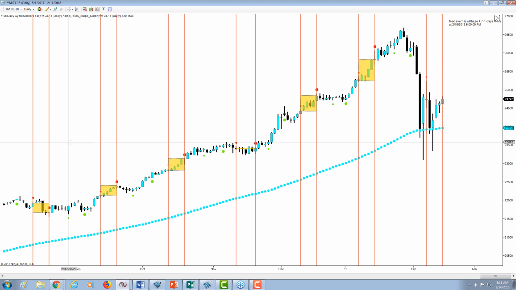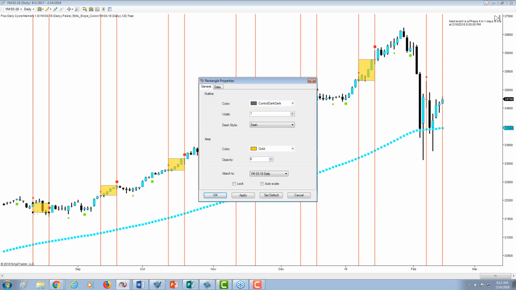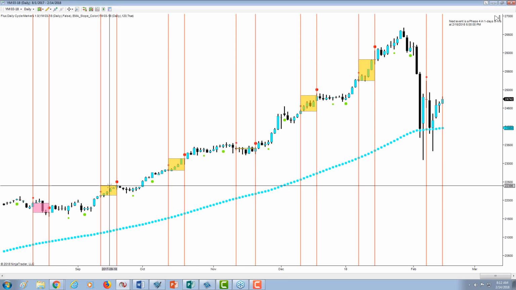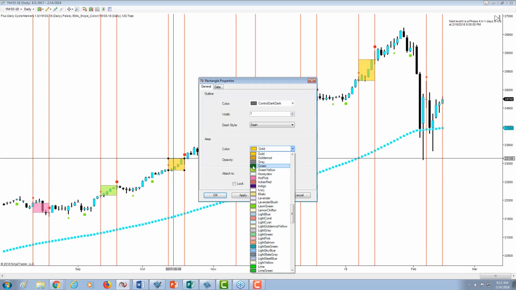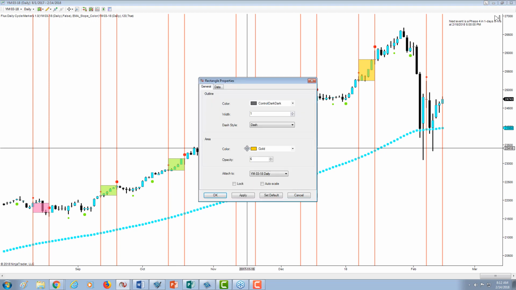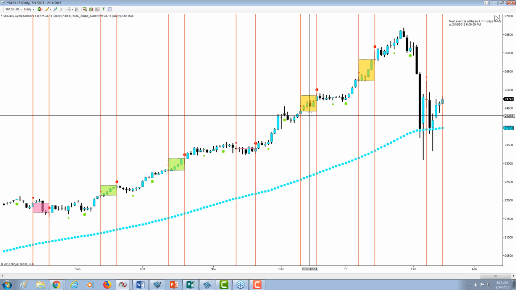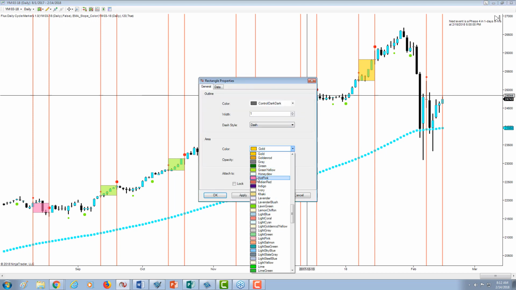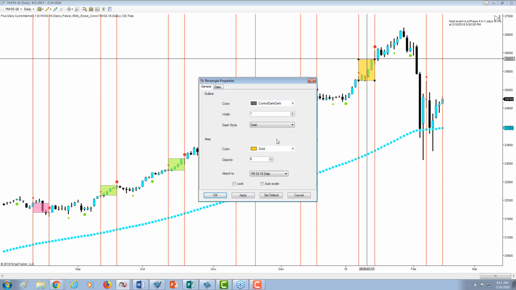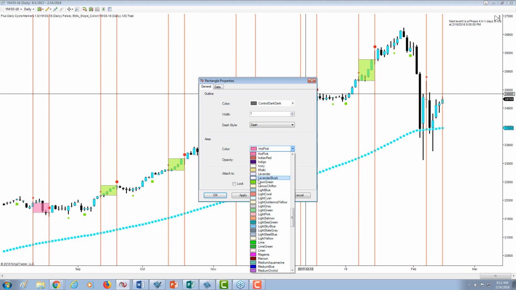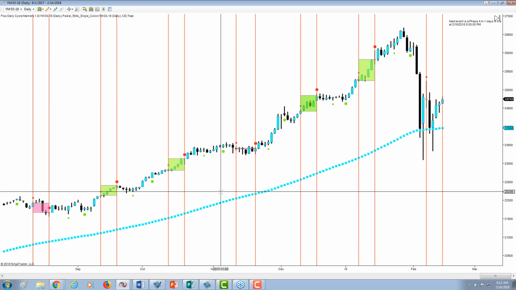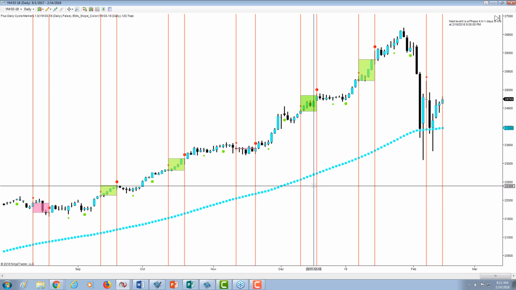And here's the thing. In that same period of time, this one closed lower, this one closed higher, this one closed higher, this one closed lower, this one closed significantly higher, this one closed significantly higher. Pick the wrong color. Okay.